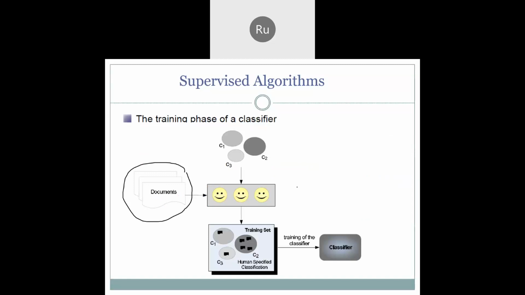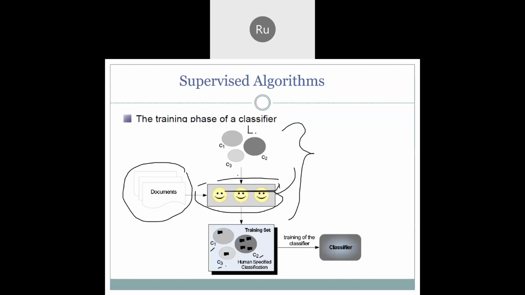And then you say, okay, for the training data set, this is the human specified classification. So you say, okay, based on the document here, you or several people say this document belongs to class 1, or this document belongs to class 2, and this belongs to class 3. Okay, and then you will train the model or the classifier based on this information. So you need to have the label.